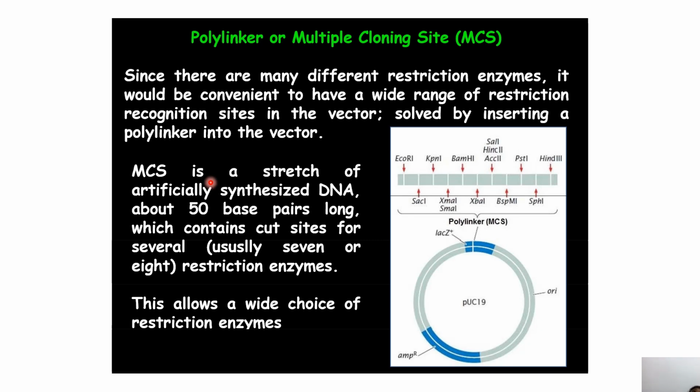Okay. Now, since there are many different restriction enzymes, it could be convenient to have a wide range of restriction sites in the vector. This is solved by inserting a polylinker into the vector. So, this is what we call the polylinker or the MCS. It's a stretch of artificially synthesized DNA, about 50 base pairs long, which contains cut sites for several restriction enzymes. So, this allows for a wide choice of restriction enzymes.